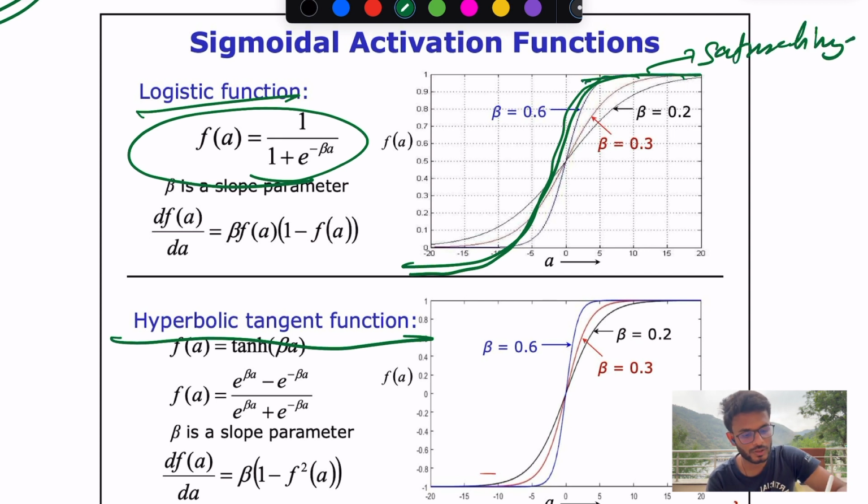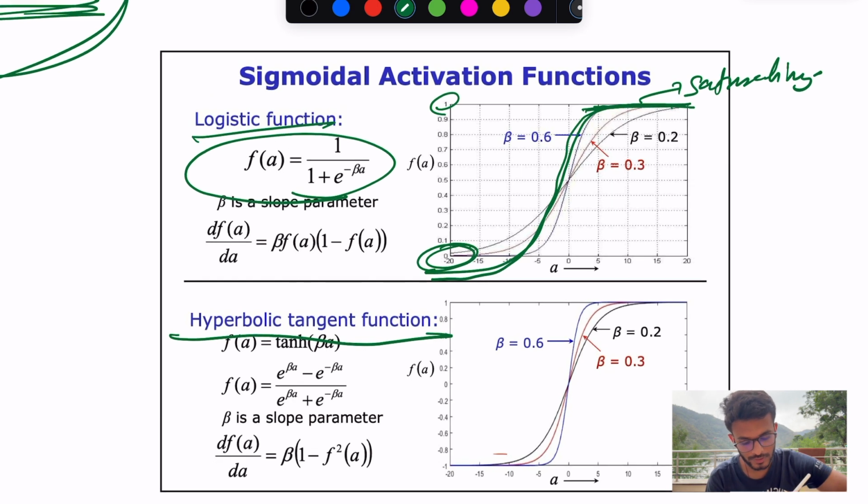If x goes to infinity, it saturates at 1. If x goes to minus infinity, it saturates at 0. So this is a saturating function. It is continuous, it is differentiable. Is it monotonic? I guess so. It is a monotonic function.